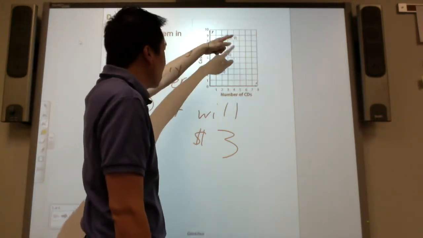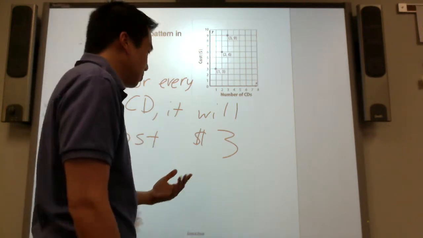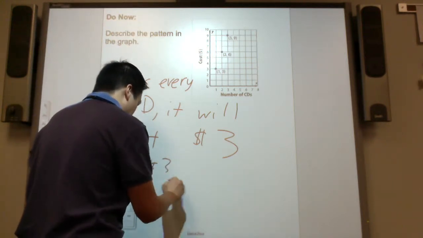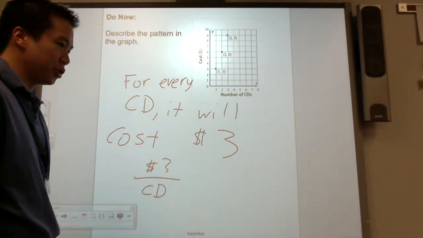So yeah, every CD costs $3. Another CD costs $3. Another CD costs $3. Or another way to say it is $3 per CD. So it costs $3 per CD.